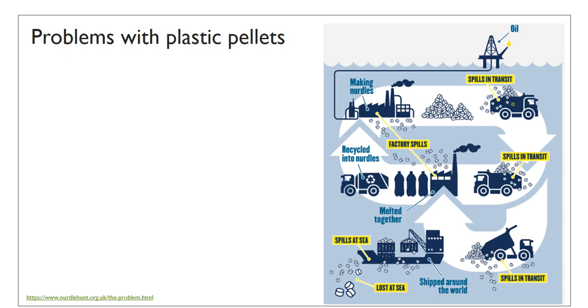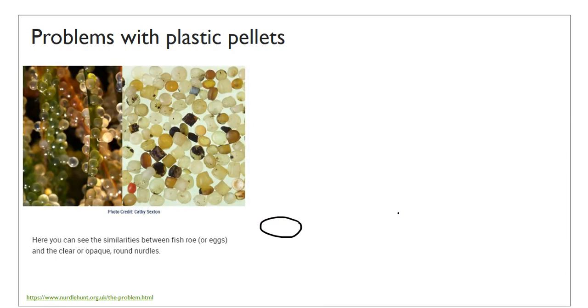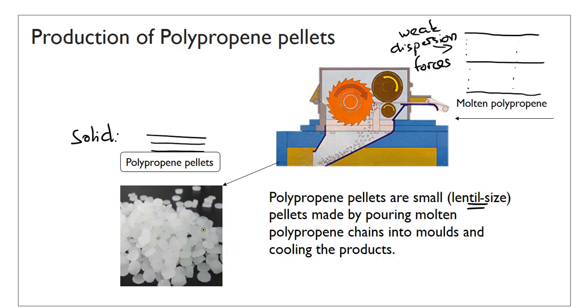But then it can spill in transit, then it can spill in more transit. So you go from the production of the pellets to the factory, and then it can spill. And sometimes, if it's shipped around the world, it can spill at sea, it's lost at sea, and it's extremely difficult to recover if you spill it in the sea. So there are a lot of issues with packaging the raw material into this form.